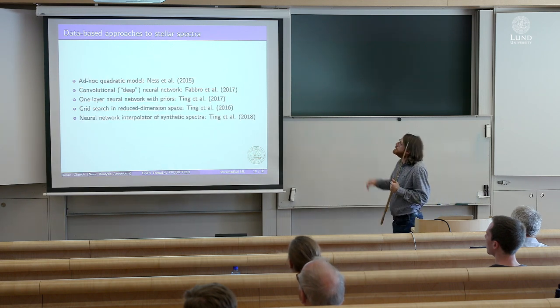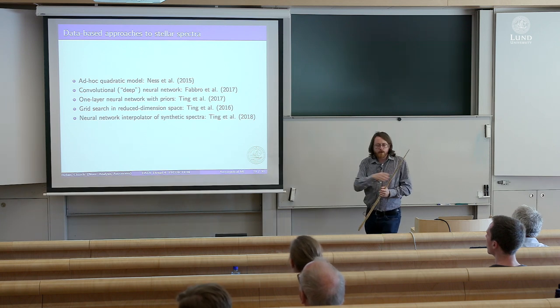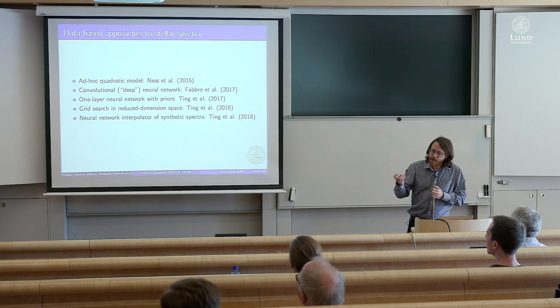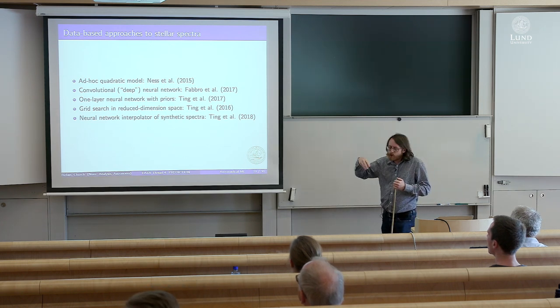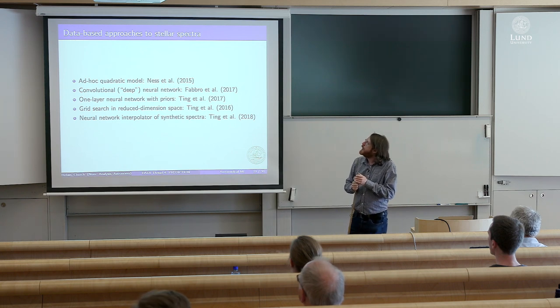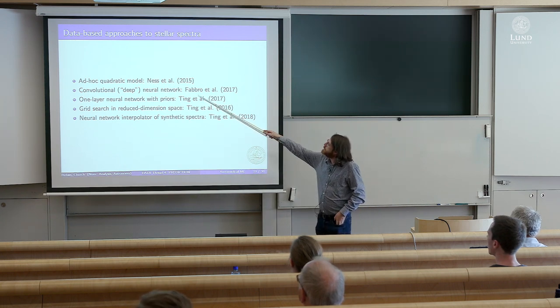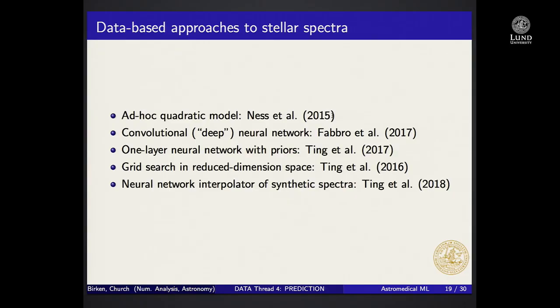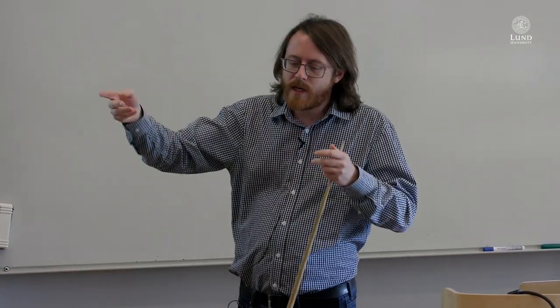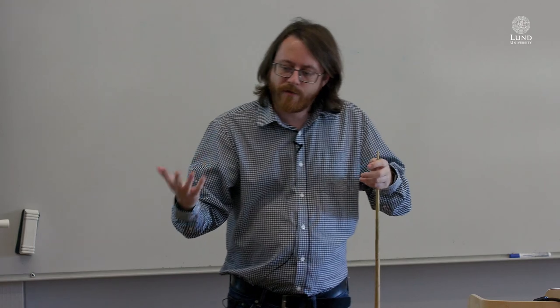Then, in recent years, and as you can see, this is a young field, there have been various data-based approaches to analysing stellar spectra, including using neural networks of different forms, deep networks, networks with priors, doing searches in reduced dimensional space, and building other interpolators. And most of these approaches actually also are generative, in the sense that you build a system that goes from the parameters to the spectra, and then you do least squares fitting. The difference is that you make models that are faster to evaluate.